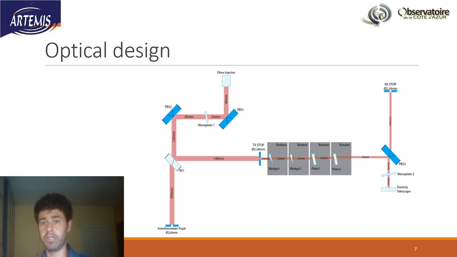The first is to the right of the four elements of the optical system, through the telescope, and then with back scattering towards the RX stop. The other path is backwards through the fiber injector, where there is a reflection, and then in the end the light will enter the interferometer pupil.